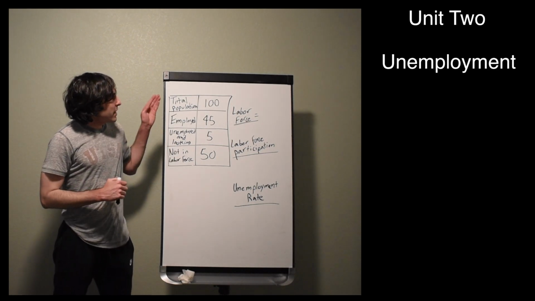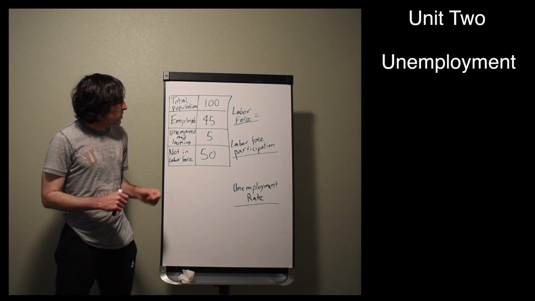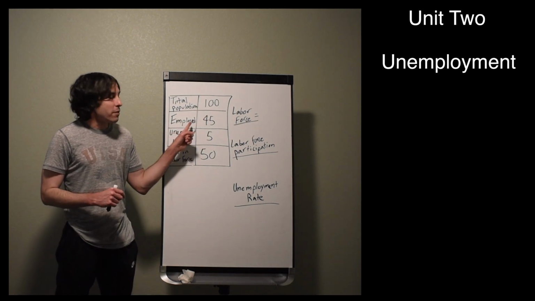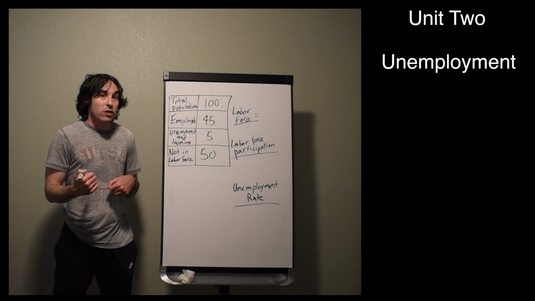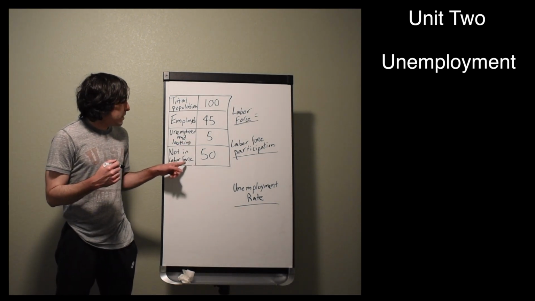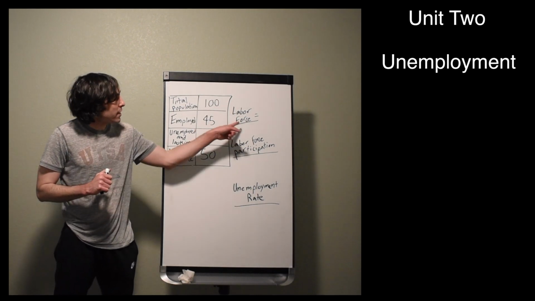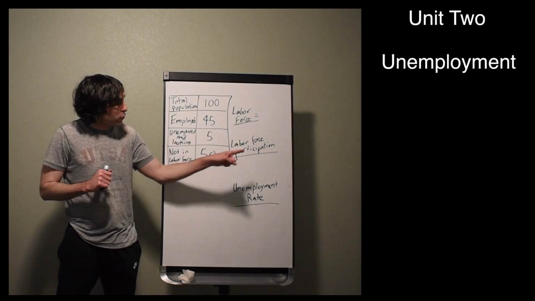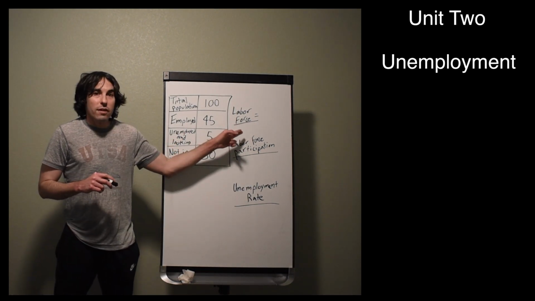Alright, in front of us here we have a table of labor data. We've got 100 people in the total population in this country, 45 people that are employed and have a job right now, 5 people that are unemployed and currently looking for a job, and 50 people that are not in the labor force. So I'm going to remind you a couple things. First, I'm going to show you how to calculate the labor force, then the labor force participation rate, then the unemployment rate. So first, let's look at the labor force.